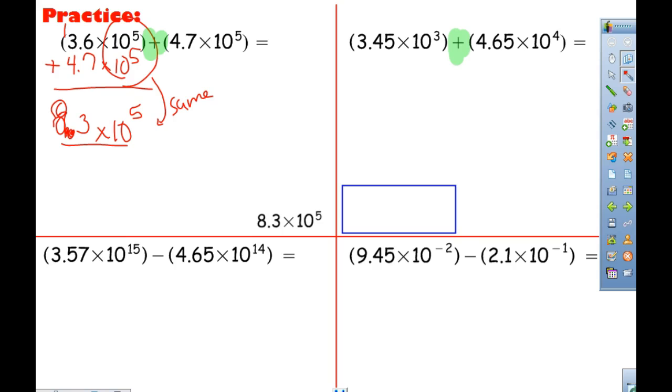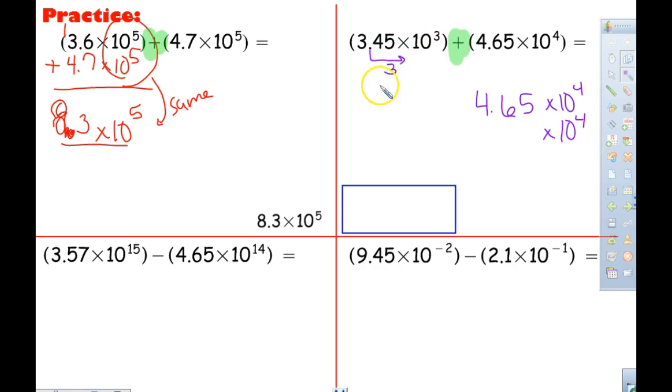So when we take a look at this problem, if we are adding, we do not have the same power. The other thing you always want to do when you are adding and subtracting is go big, go big, go big. So if we're going to go big, we want the larger power. So we're going to keep 4.65 times 10 to the 4th. We need the first one to also be 10 to the 4th. This was telling us to move it over 3 places. That's what this scientific notation is.